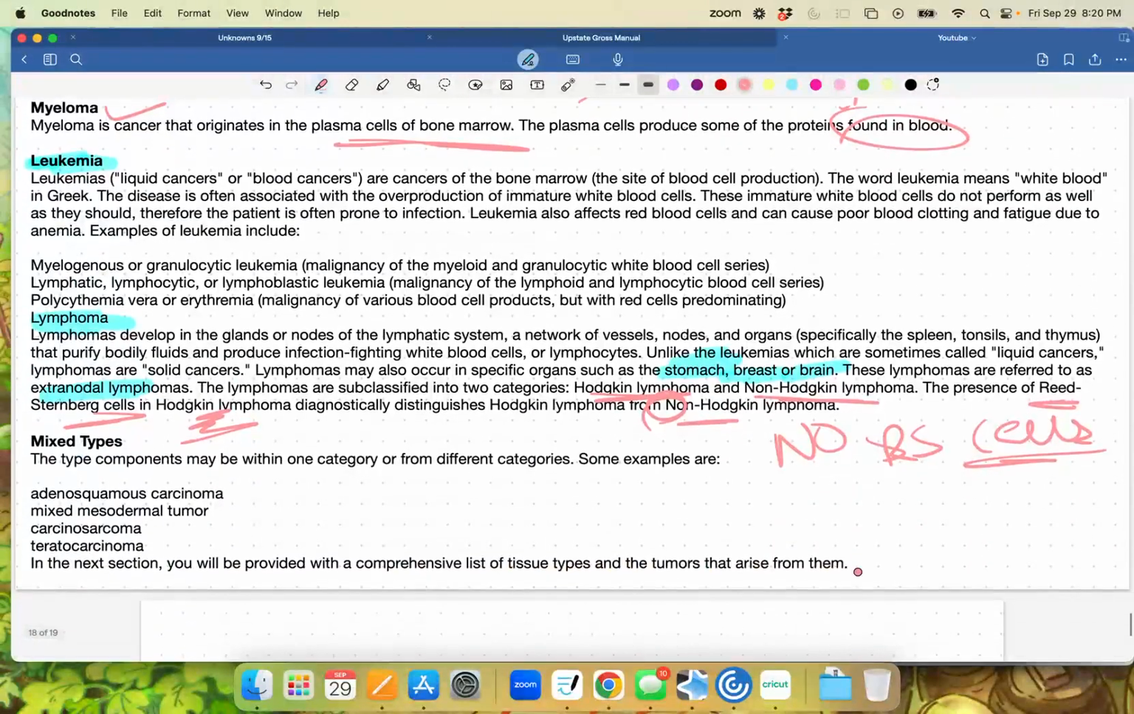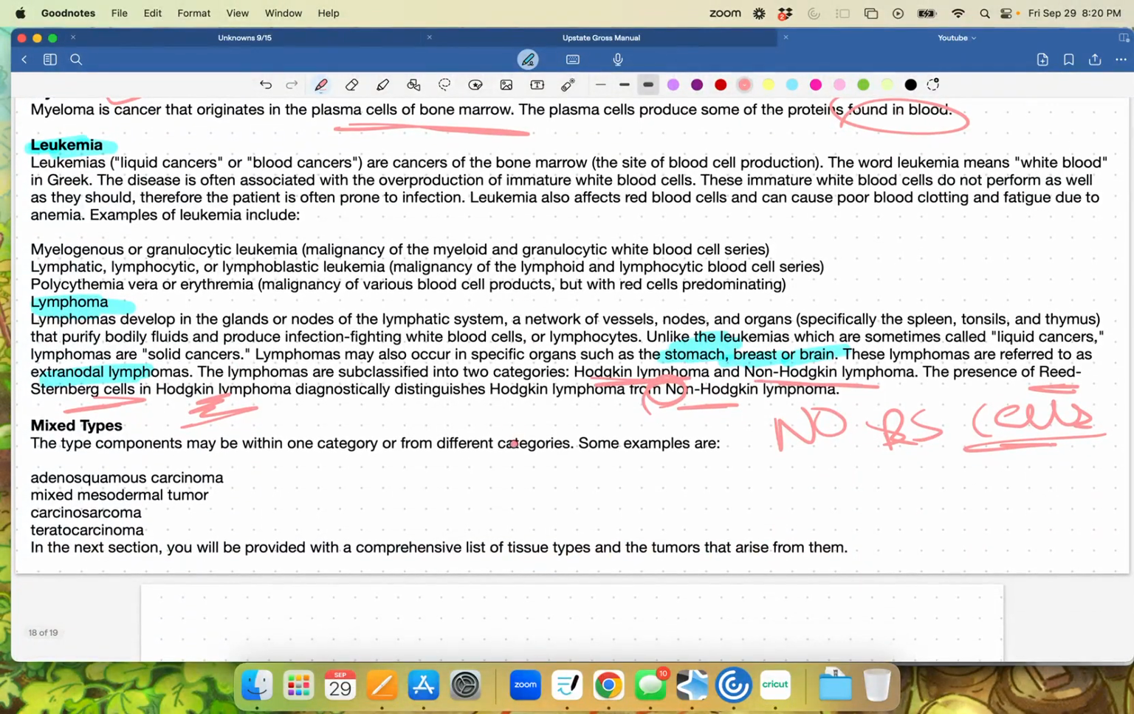And then lastly, we have a mixed type as our final category. Any of the aforementioned categories can be combined together. Some examples of this are adenosquamous, mixed mesodermal tumor, carcinosarcoma, or teratocarcinoma.